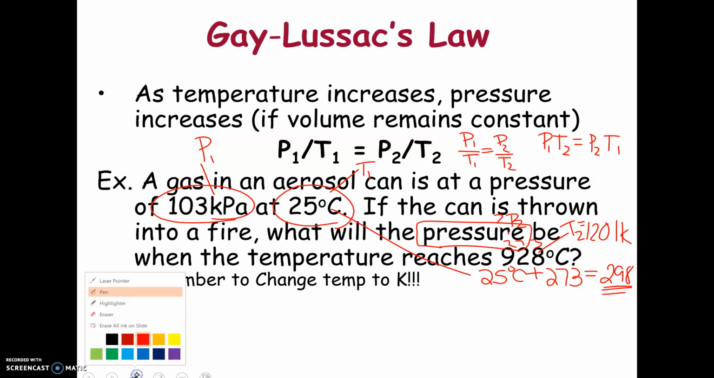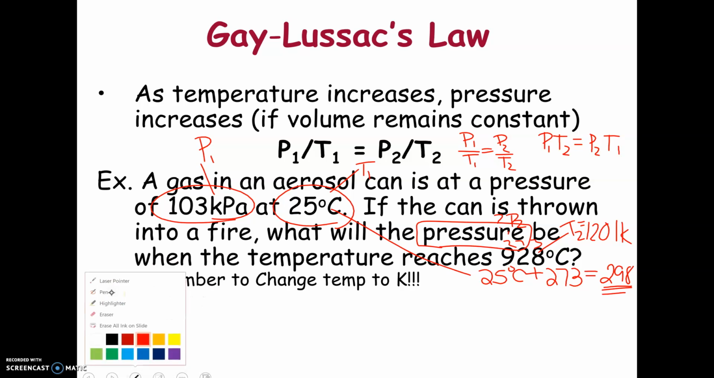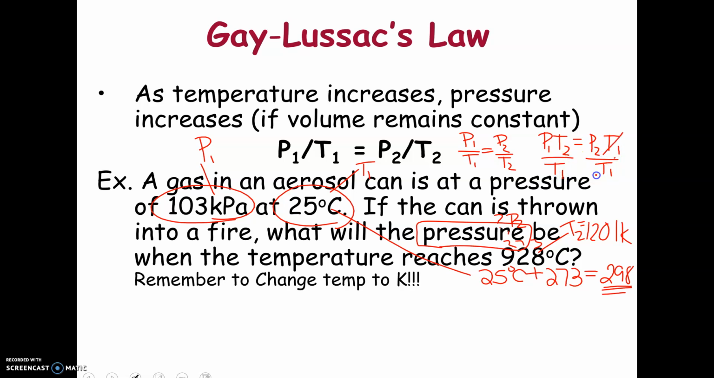And now that I've manipulated my formula, I'm going to go ahead and plug in my numbers. Sorry, my pen is not working here. Okay, so let me manipulate my formula. So we said we are looking for a P2. So we're going to divide both sides by T1. And then that would solve for P2. And now, again, we're just going to plug in our numbers. So P1 was 103 kPa.